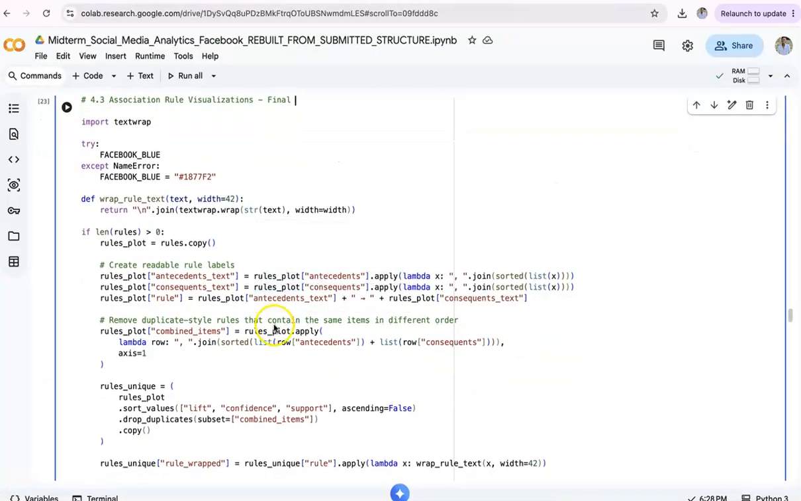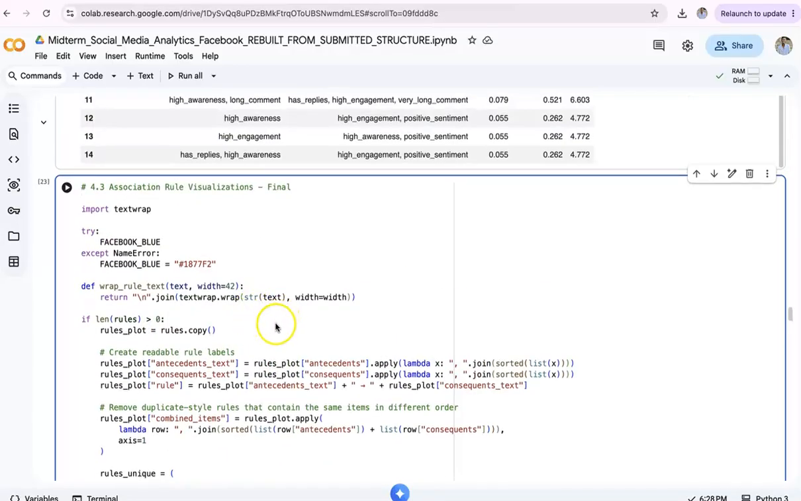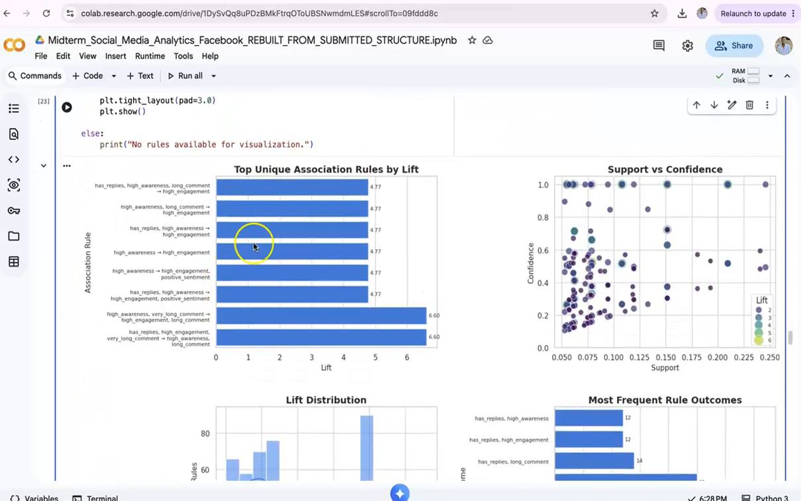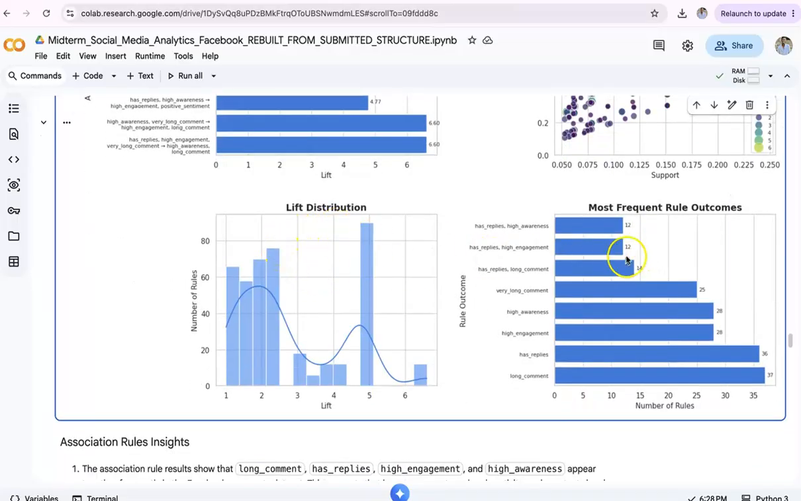So this code block shows the association rule visualization creation. Once it's executed, we have the outcomes, where we have top unique association rules by lift, we have support versus confidence, we have lift distribution, and we have most frequent rule outcomes. And from what we can see, long comments have the most frequent rule outcomes, and harsh replies and high awareness have the fewest number of rules. I'll switch back to the PowerPoint to continue with the rest of the presentation.